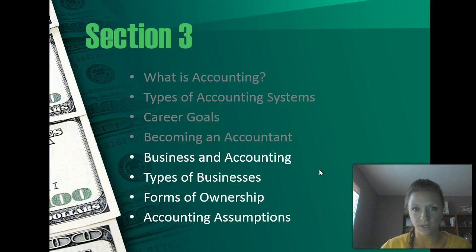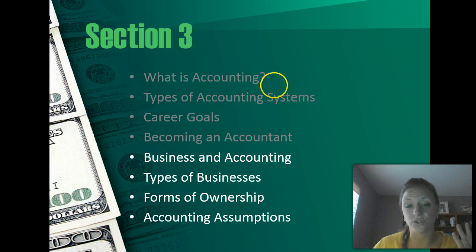Section 3. So we already talked about what accounting is, the different types of accounting systems, how to set and obtain career goals, accounting as a career, and now we're going to look a little more into detail about how accounting helps businesses make decisions. We're also going to look at different types of businesses, like business structures and different types of business ownership, and then we'll discuss the accounting assumptions.